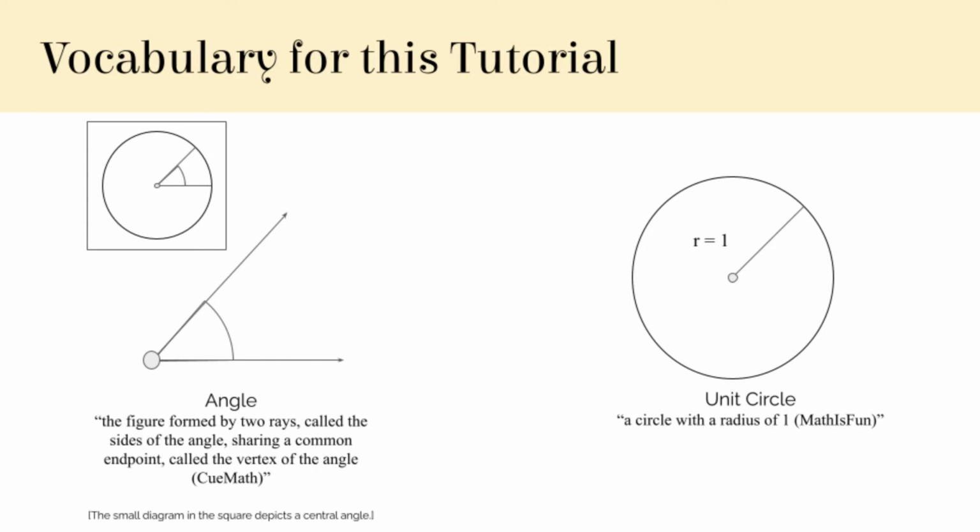Angle: the figure formed by two rays, called the sides of the angle, sharing a common endpoint, called the vertex of the angle. Source, Q Math. The small diagram in the square depicts a central angle. Unit circle: a circle with a radius of 1. Source, Math Is Fun.